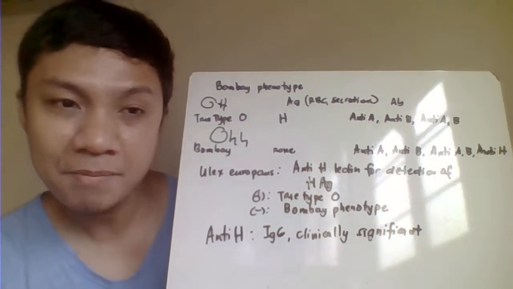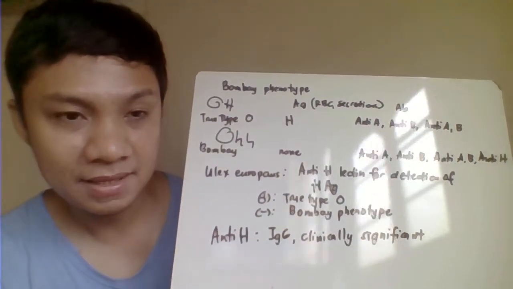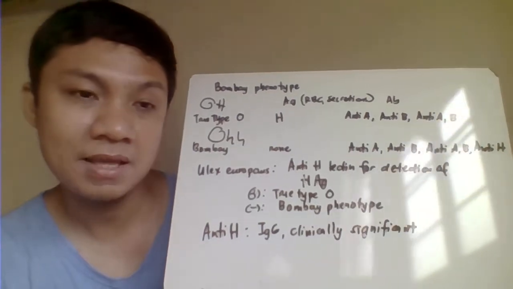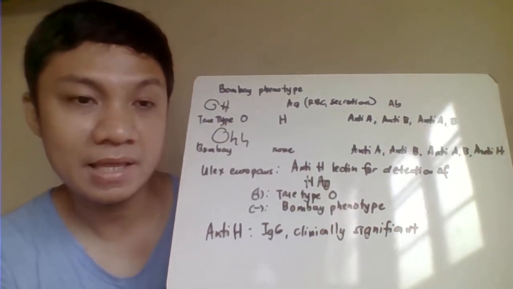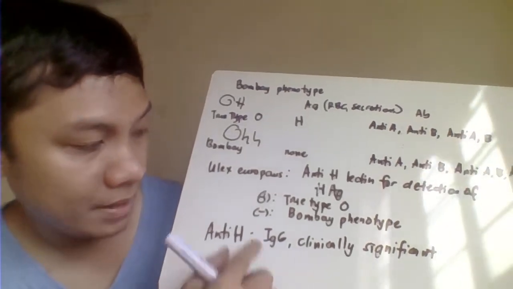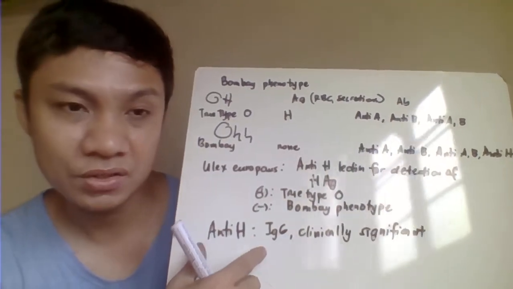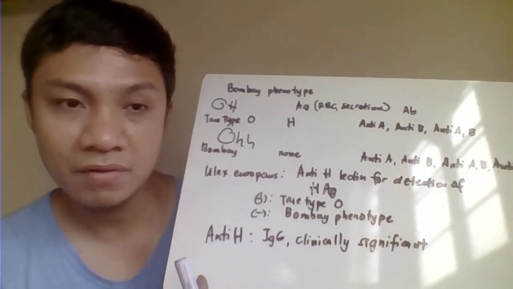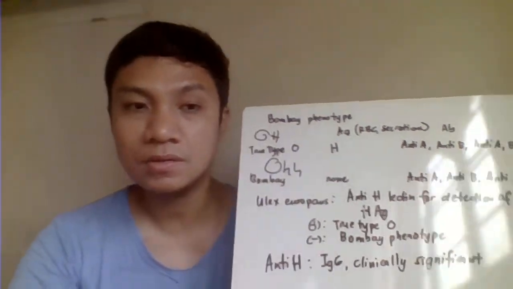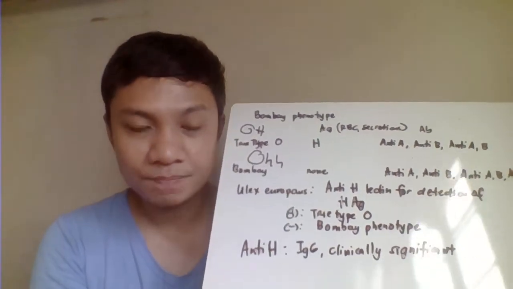Okay, so true type O natin ay may H antigen, wala siyang anti-H antibody. Ang Bombay phenotype natin wala siyang H antigen, and therefore it would have the anti-H antibody. Okay, so anti-H antibody is an IgG antibody. So it's clinically significant antibody reactive at 37 degrees Celsius. So that's your body temperature, making that one as highly dangerous.